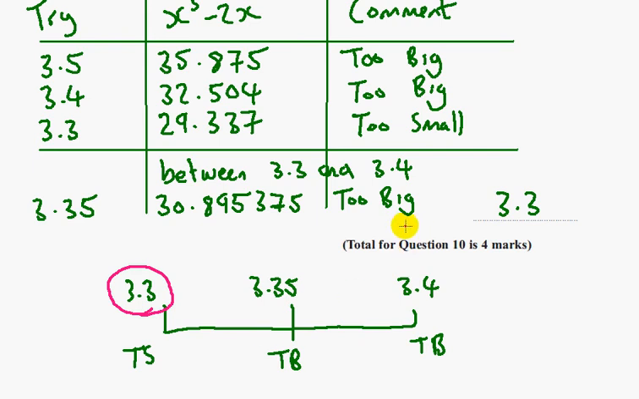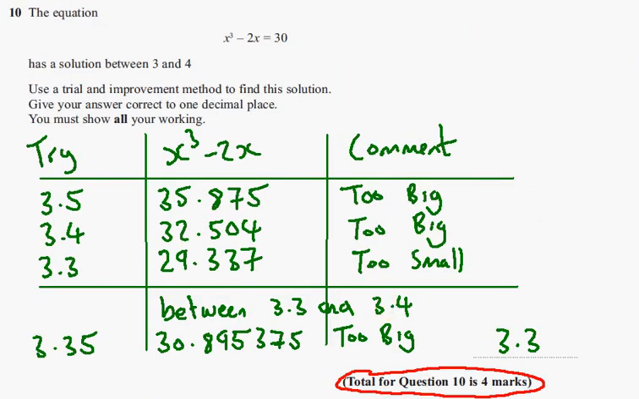Now, question 10 is worth 4 marks in total. Let's have a look at how you get those marks. The first mark is for any trials between 3 and 4, which we've done here. The second mark comes from any trials between 3.3 and 3.4 inclusive, so actually trying 3.3 and 3.4, which we've done here. The third mark is then for trialing something between 3.3 and 3.4. So we tried exactly the halfway mark to prove which one it was closer to. And the fourth and final mark is for the answer of 3.3, not 3.4. And that's it for question 10.